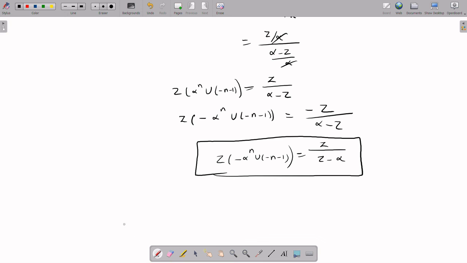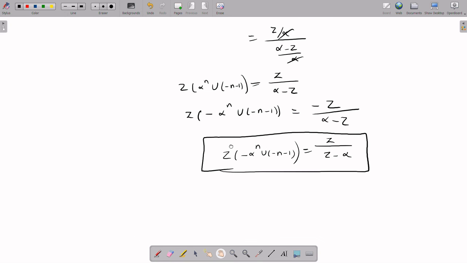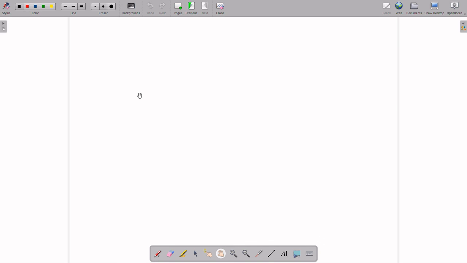What is our next problem? We have to find the z transform of minus n alpha power n into u of minus n minus 1. Okay, we have to find the z transform of this function.